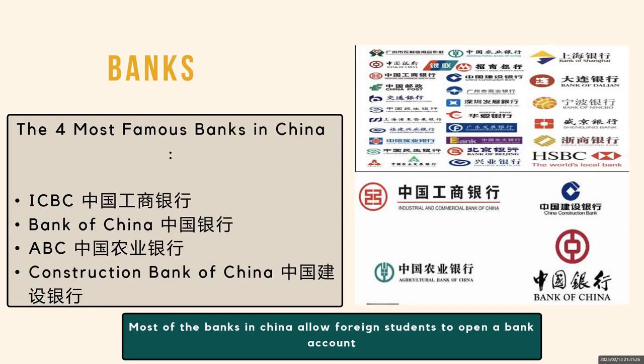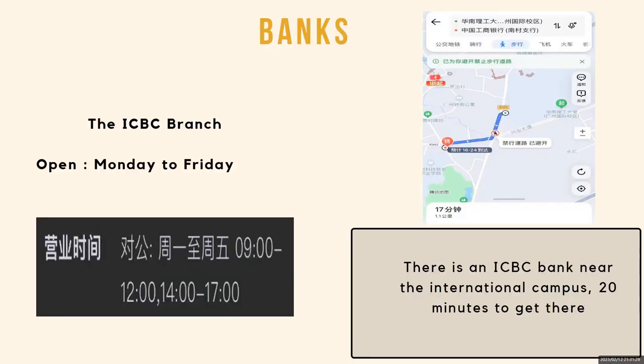So yeah, next. We gave here an example of a branch. It's called the ICBC branch, nearby the international campus, and if you want to walk there, it takes 20 minutes. As you can see in Chinese, it's open from Monday to Friday, from 9 a.m. to 12 p.m. and from 2 p.m. to 5. Normally, guys, you need to follow the time, because if you go a little bit late, it's not a good thing. Here in China you really need to follow the time, as they mentioned, of course.